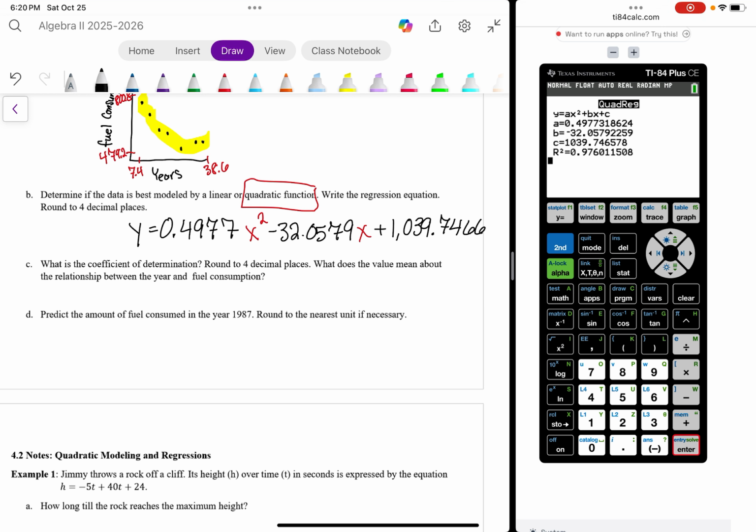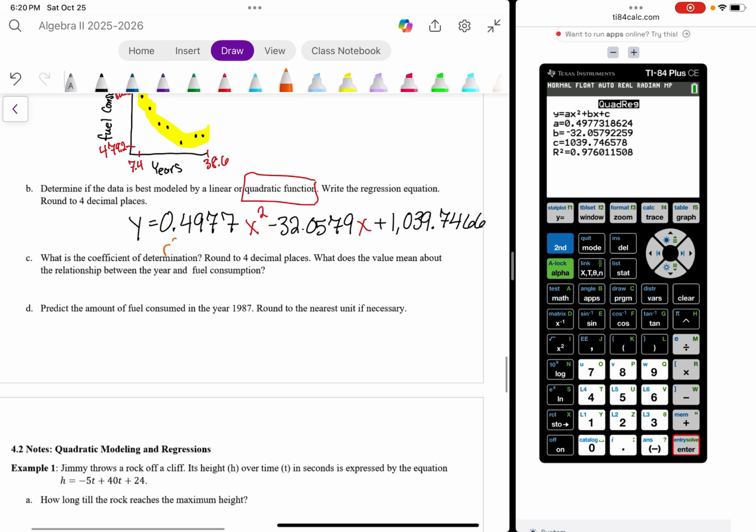Our next question, what is the coefficient of determination? That is talking about your r squared value. Round to 4 decimal points. So on our calculator, r squared says 0.9760. And what does this mean about the relationship between the year and fuel consumption?